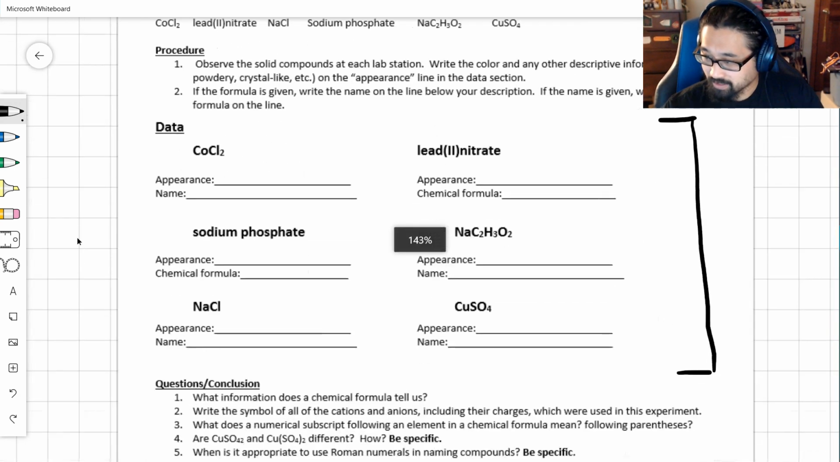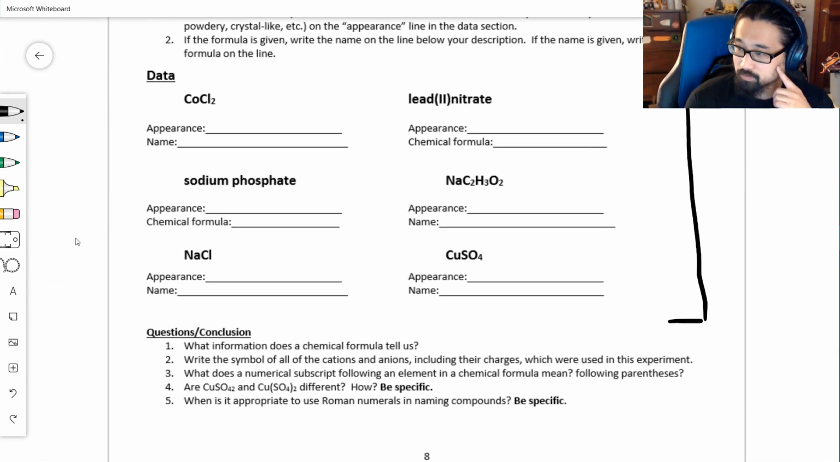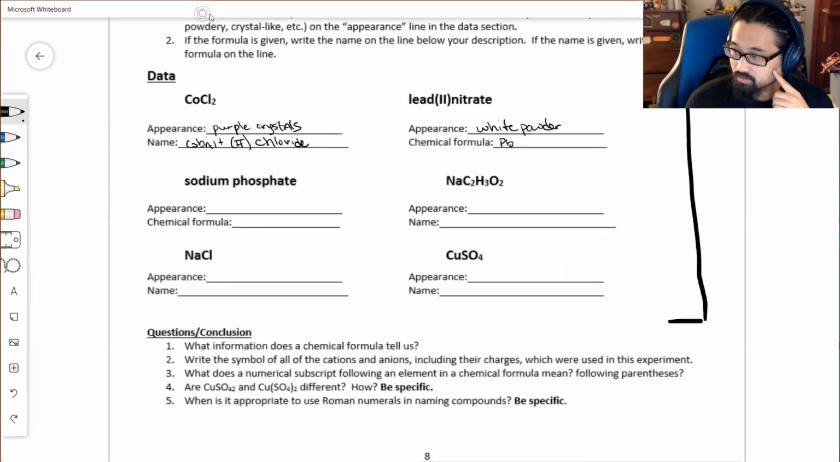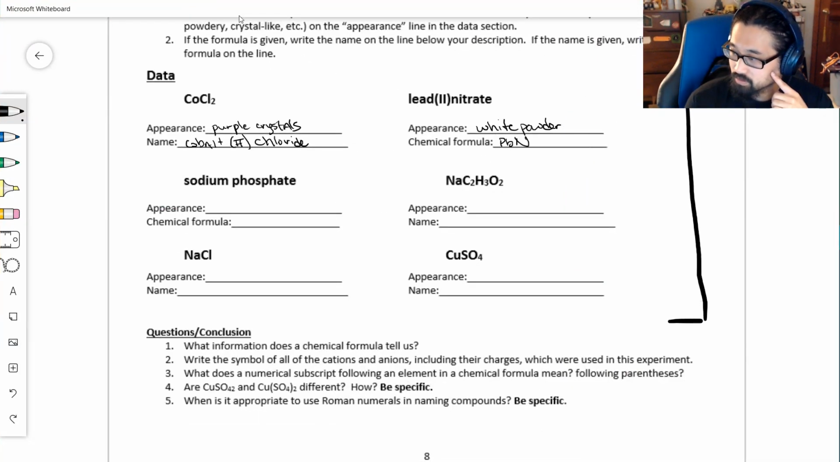Excuse me, and I'm gonna name. Right, I'm gonna do the appearances. So, the CoCl2 were purple crystals, and it was cobalt 2 chloride. Lead 2 nitrate was a white powder, and it's Pb, oh goodness, there we go. Pb NO3 2.